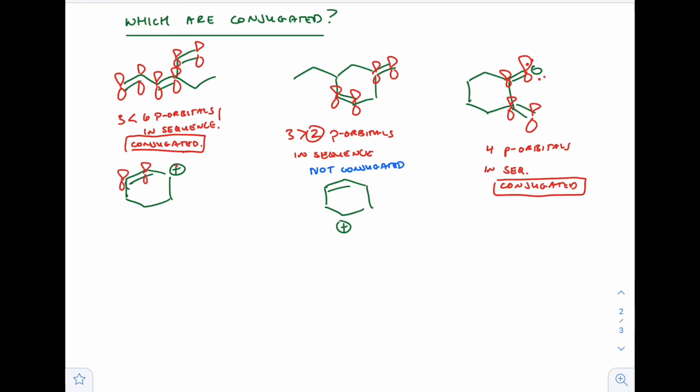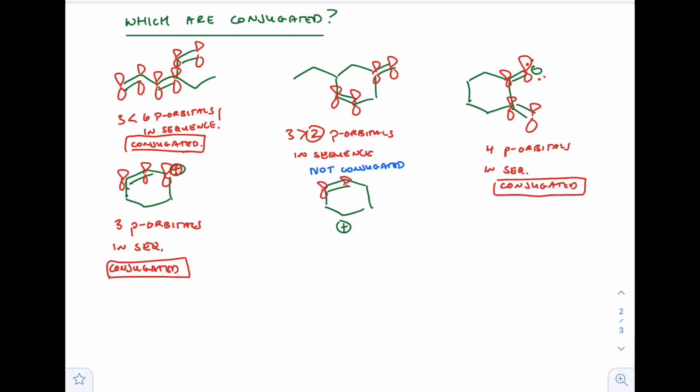It has to be in a p orbital, right? So it's conjugated. There's three. We already did the allylic carbocation, but that's three p orbitals in sequence, and therefore it is a conjugated species. Let's write that here: conjugated.